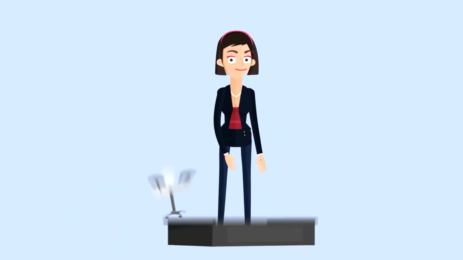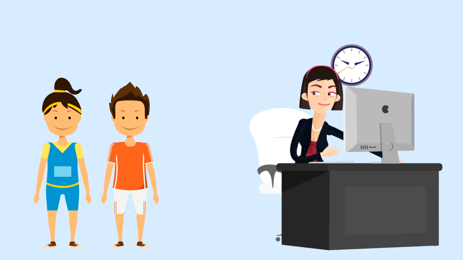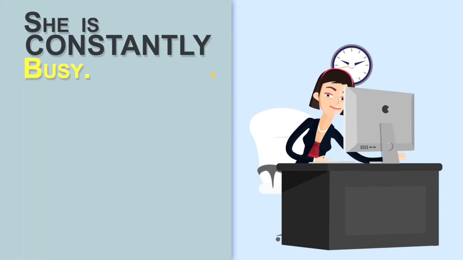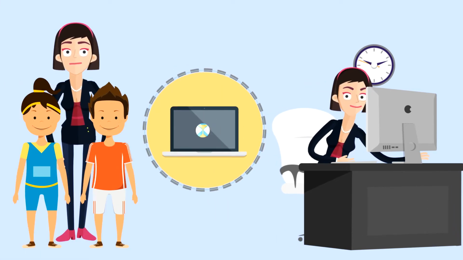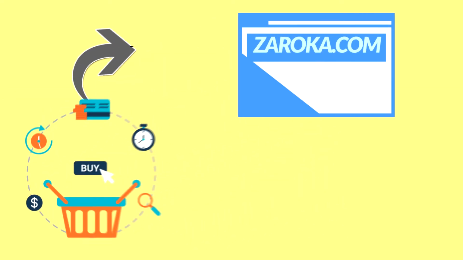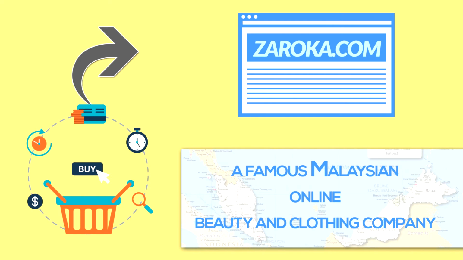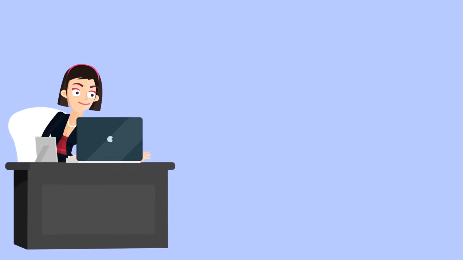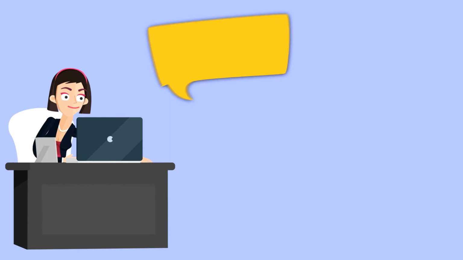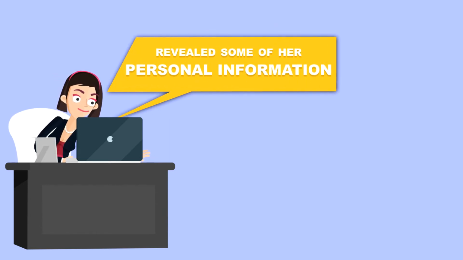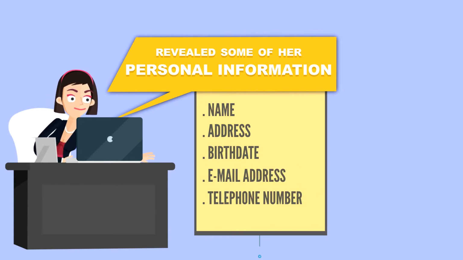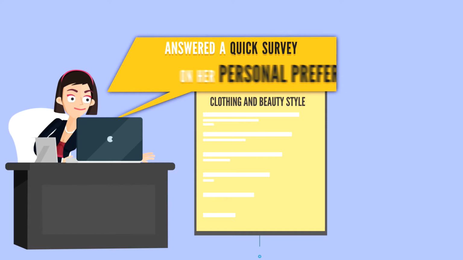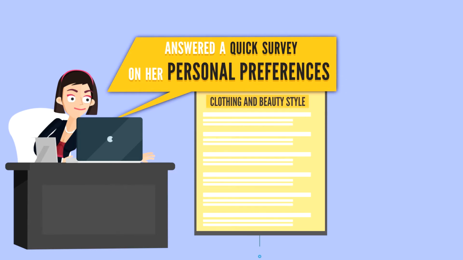This is Mary. Mary is a career woman who is also a mother of 2. She is constantly busy juggling her working life and her family responsibilities. To save time, Mary tries to do as much as possible online. Mary has recently started shopping online at Zeroka.com, a famous Malaysian online beauty and clothing company. When she registered an account with Zeroka.com, Mary revealed some of her personal information, such as her name, address, birth date, email address, telephone number. She also answered a quick survey on her personal preferences in terms of clothing and beauty style.